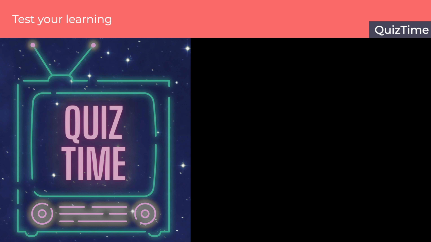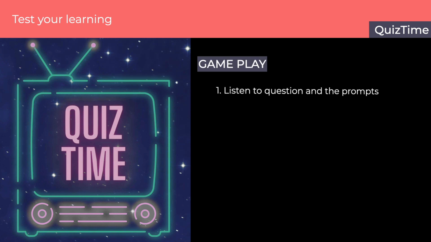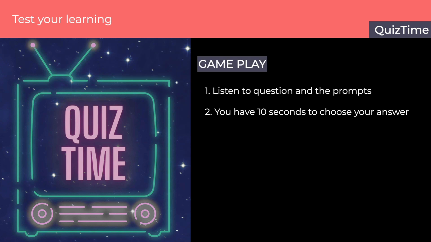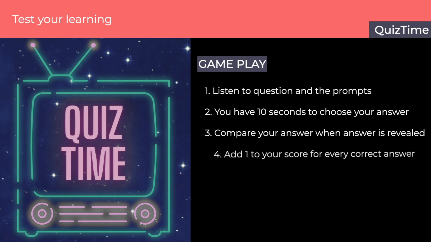Here's how the gameplay will go. You will listen to the question and the prompts. You will have 10 seconds to choose an answer, and then you can compare your answer when the answer is revealed. I will reveal the answer and provide you an explanation. If you got your answer correct, then great job. Keep a tally of your scores. Add 1 to your score for each correct answer.